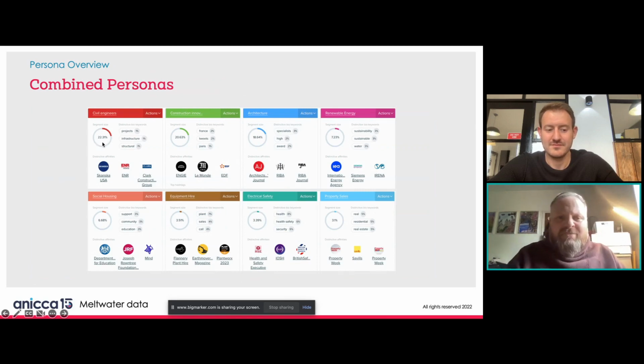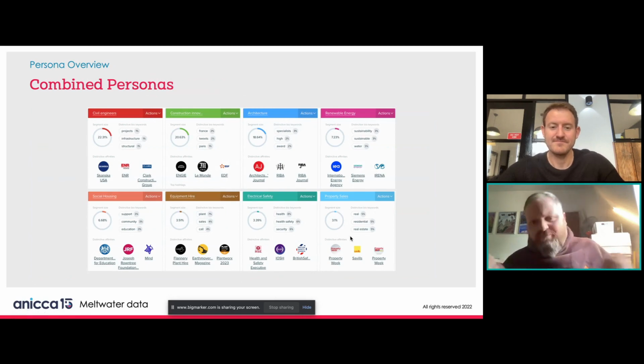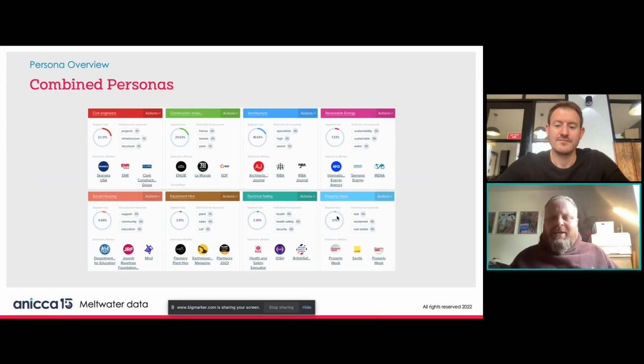So civil engineers make up 22% of the interest, and obviously got Skanska as being a key player in there, right down to obviously when they've built the projects, they need people to sell them. Which is 3% of the market. So obviously the bits that make up the rest just are other, so to speak.